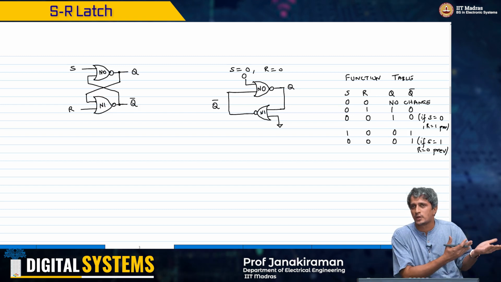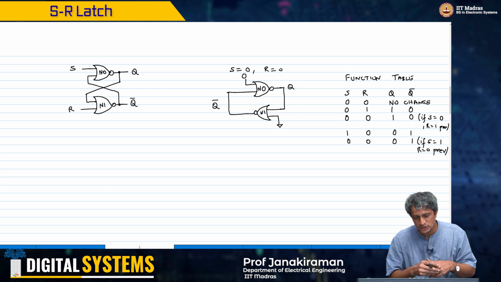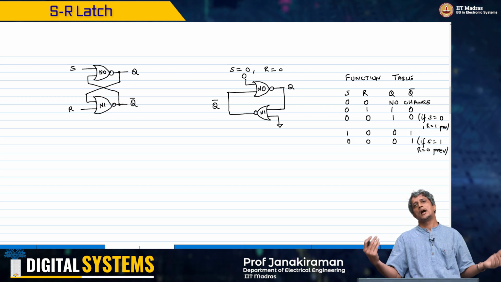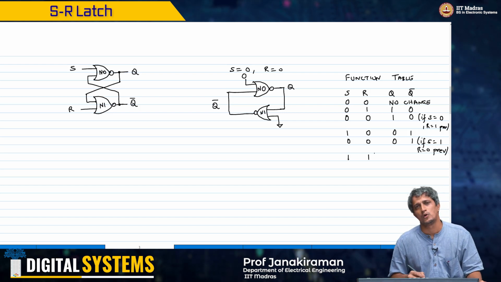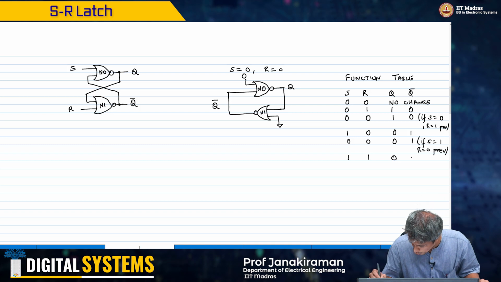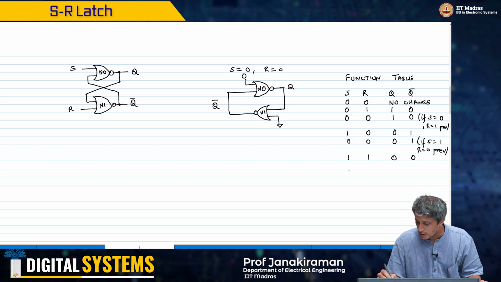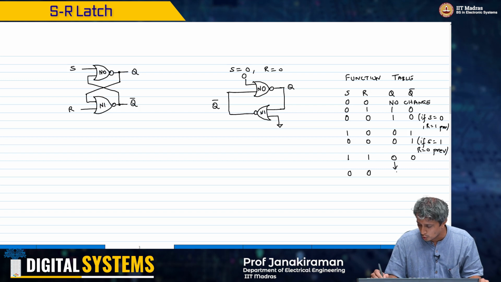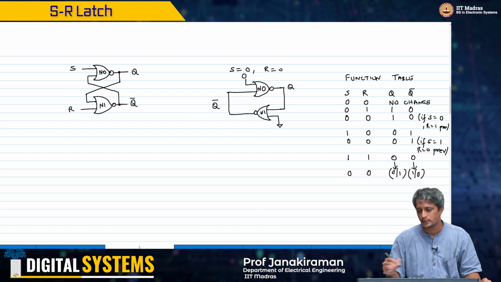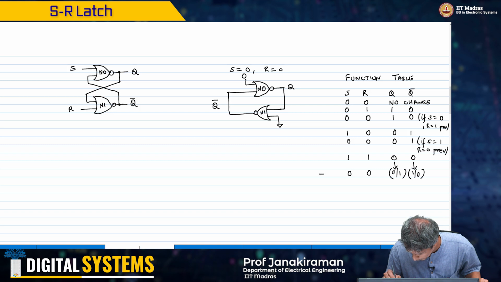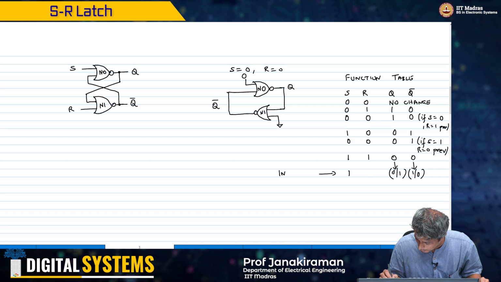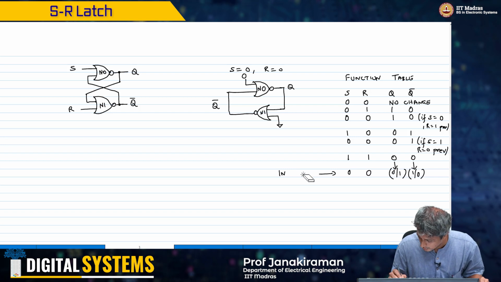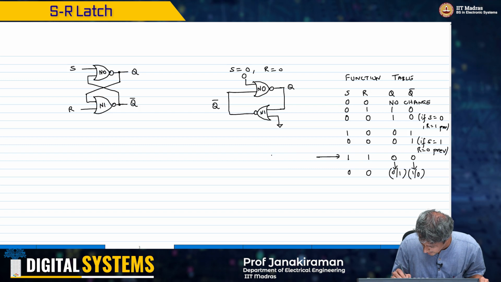As was the case with our NAND based SR latch, the NOR based SR latch also has an invalid state, and that happens to be the 1 1 condition. Of course, if you do 1 1, then Q and Q bar will go to 0 0 here. But from 1 1, if you go to 0 0, then this output can either go to 0 1 or 1 0. It can land up in any state, and therefore this condition is indeterminate.